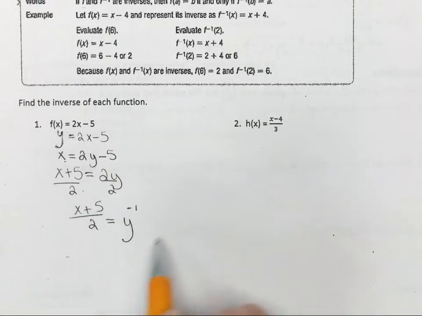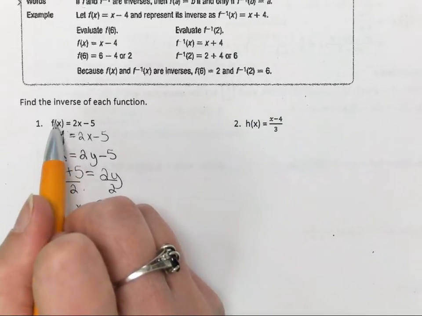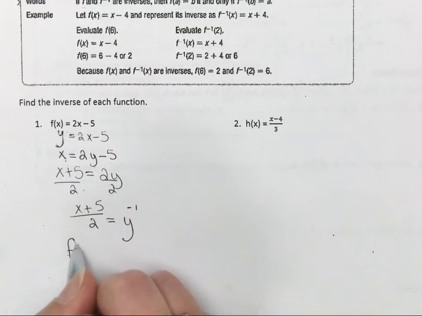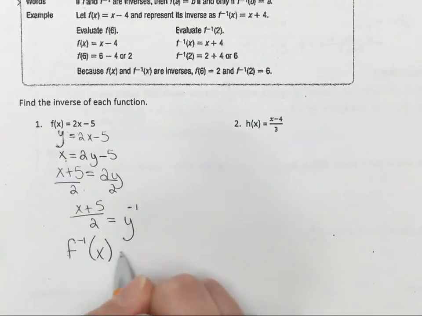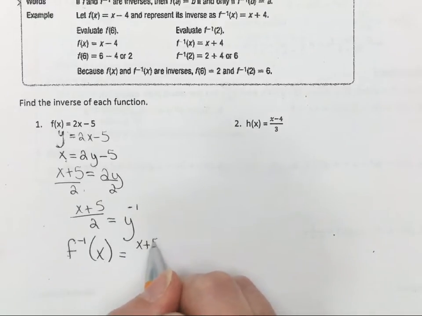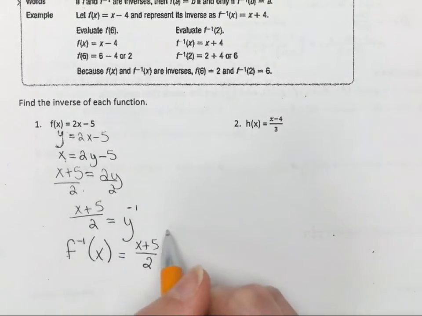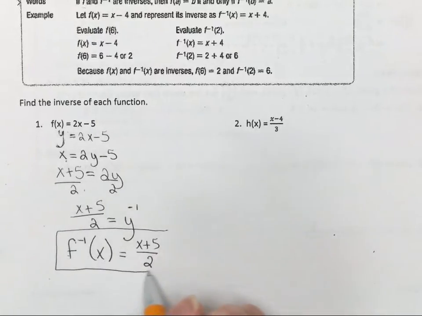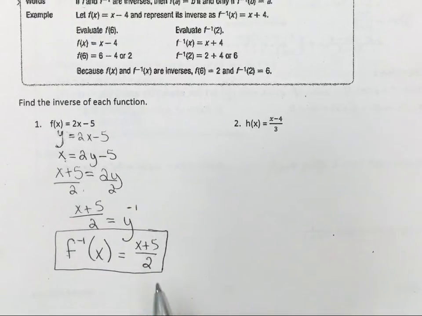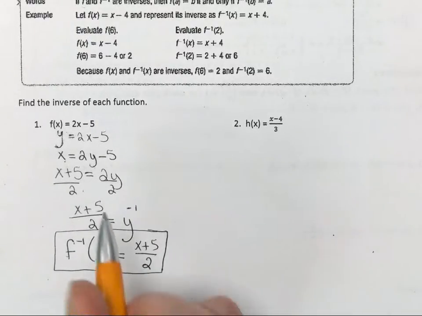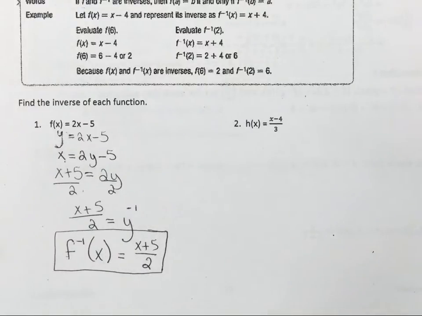This is correct. But if you want to be real technical, you need to put it back in the f of x form. So the inverse is equal to x plus 5 over 2. Either one is correct. This one is the actual technically correct one. I'll accept either one right now, though. Which one will be on the ACT? This one. Which is why I'm showing it to you.